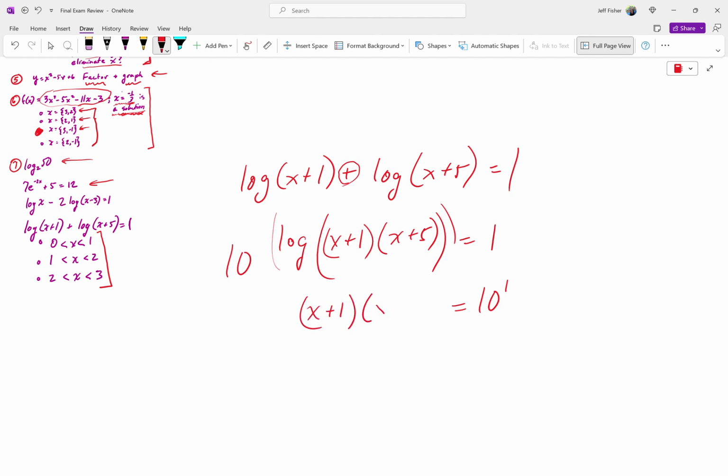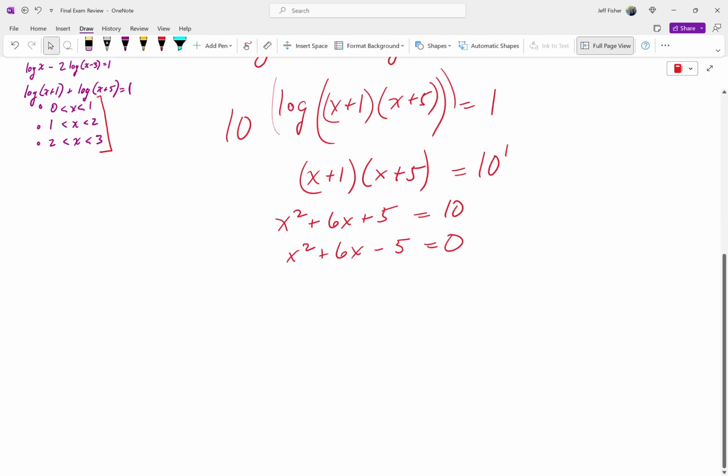And if we take 10 to this whole guy, we end up with just what's in the middle. x plus 1 times x plus 5 equals 10. So we can say x squared plus 6x plus 5 equals 10. x squared plus 6x minus 5 equals 0. Well, this is going to be negative 5. How do we get negative 5? Product of negative 5. Negative 5 and negative 1? Nope, because we've got to add them here.